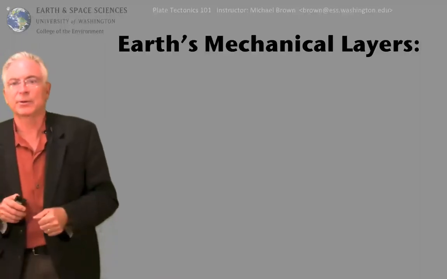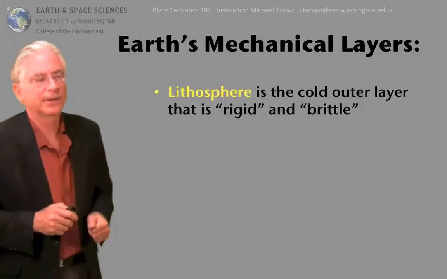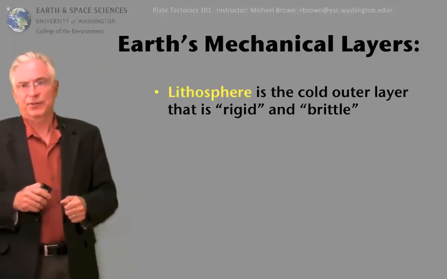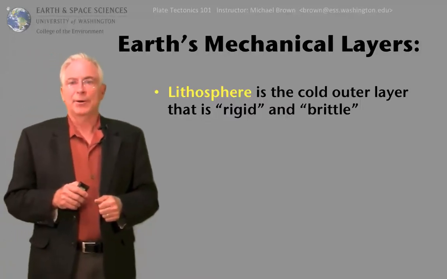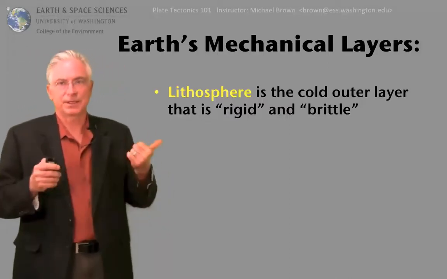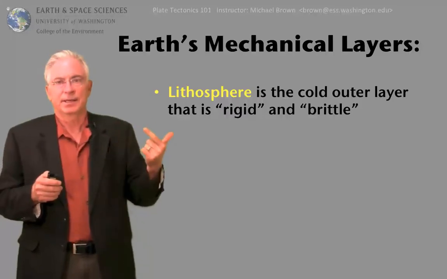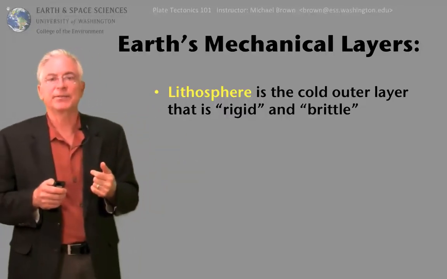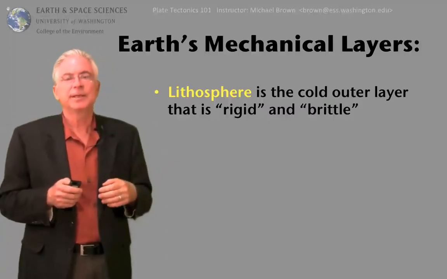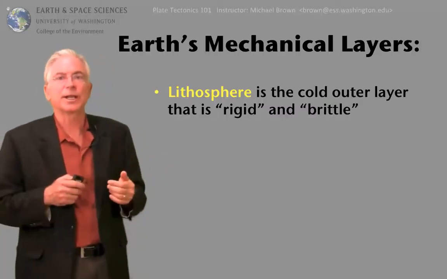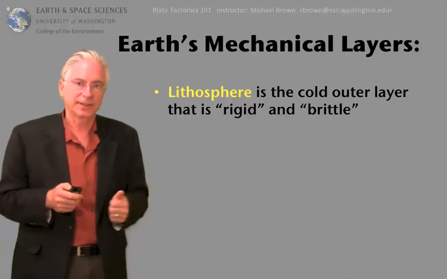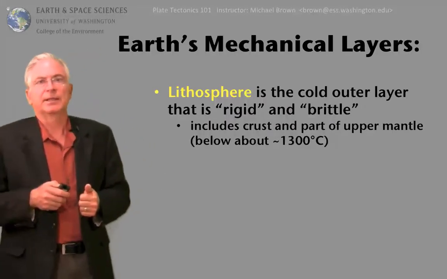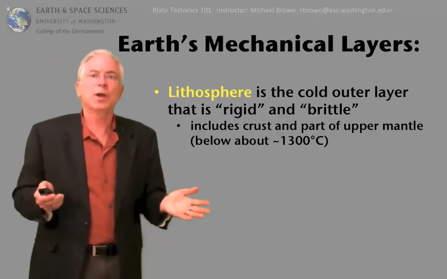Now let's talk about Earth's mechanical layers. The lithosphere is the cold outer layer of the Earth. Because it's cold, it is in the elastic, brittle regime of material behavior, so it behaves rigidly, but when it breaks, it breaks in a brittle fashion. So that's the lithosphere. The lithosphere includes two compositional layers.